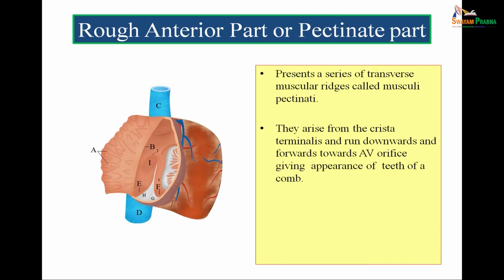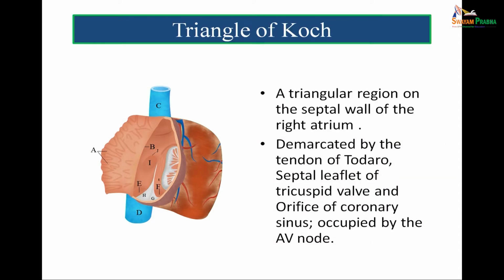The margins of the fossa ovalis are prominent, but they are deficient inferiorly, and these margins are referred to as the annulus fossa ovalis. Another important structure we see in relation to the septal part is the triangle of Koch. That is represented by a small t in the figure. The boundaries of the triangle of Koch are tendon of Todaro, septal leaflet of tricuspid valve, and orifice of coronary sinus. The triangle of Koch is occupied by the AV node.